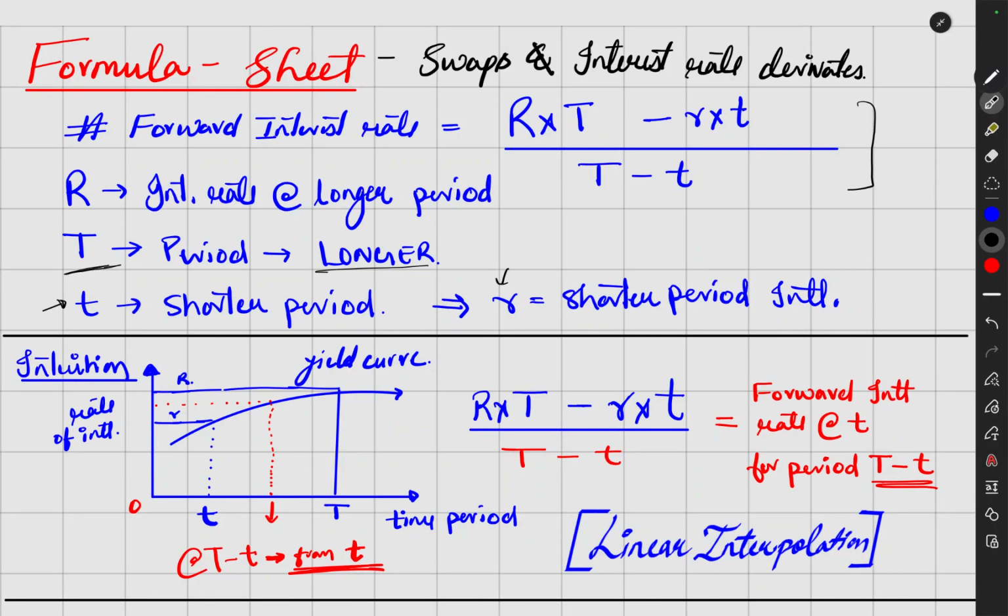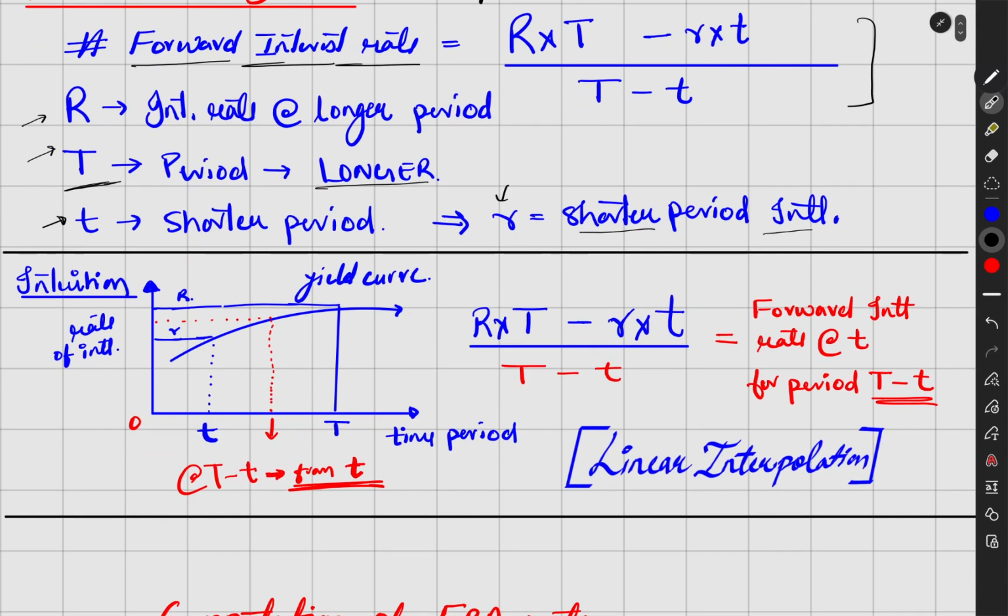Trying to make sense of another formula, the forward interest rate formula. The formula is as follows: R times T minus r times t, divided by T minus t, where there are capital T's and small t's. The capital R and capital T are for the longer period, the interest rate and the period. The smaller t and smaller r are for shorter period interest rates. Now, how do I get the intuition of how this formula works?